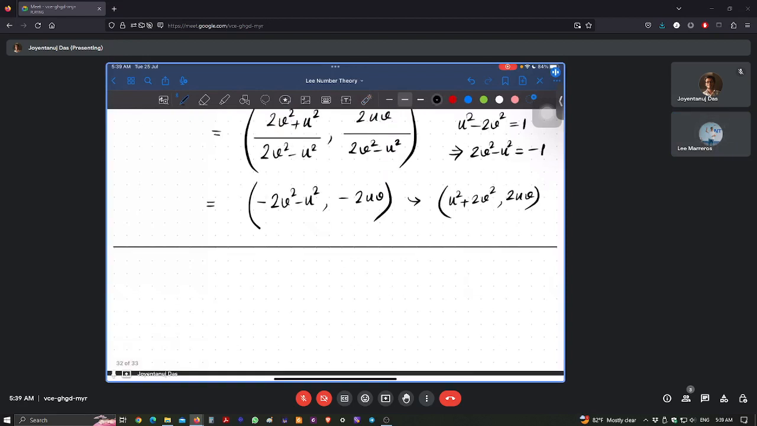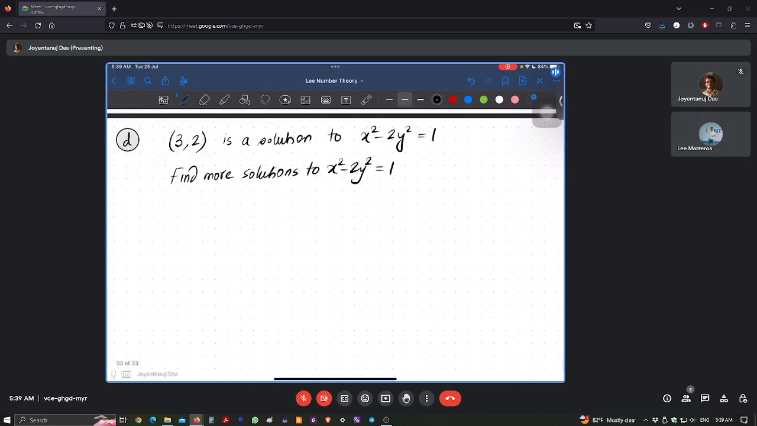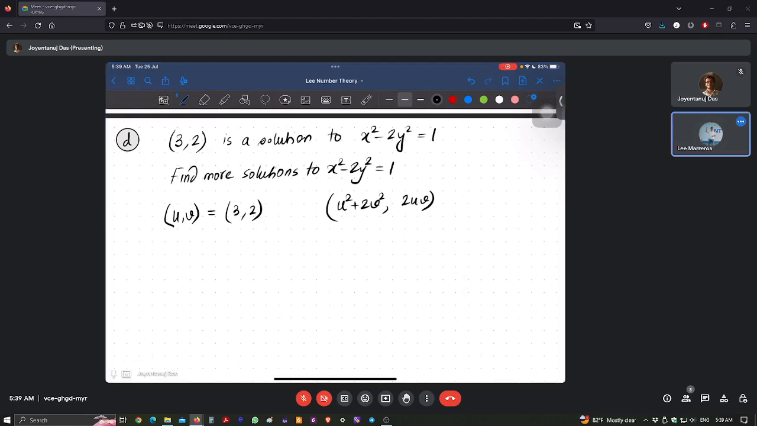So I think this is the idea. This is our starting uv. Starting with uv equals 3, 2. By part C, we have that u square plus 2v square, comma 2uv. So this is also a solution, right? Let us see, then what will be the next solution?